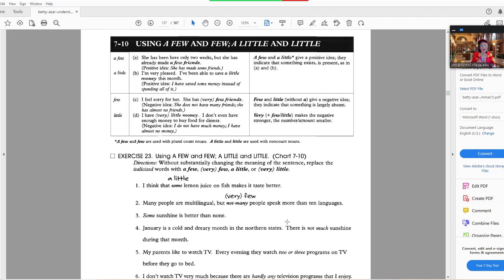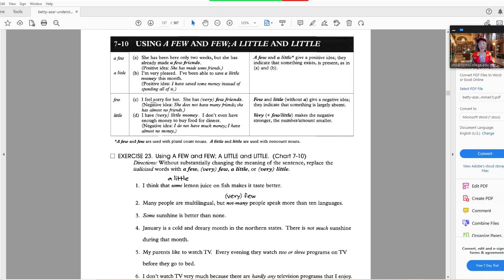And so a few is used with count nouns, and a little is used with non-count nouns, money. Few. I feel sorry for her. She has very few friends. Negative idea. That means she does not have many friends. So if we say a few, that's positive. If I take out the a and just say she has few friends, that means she has very little friends, which means she almost has no friends at all.